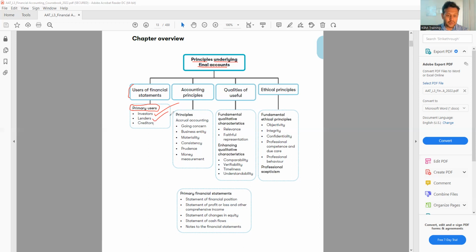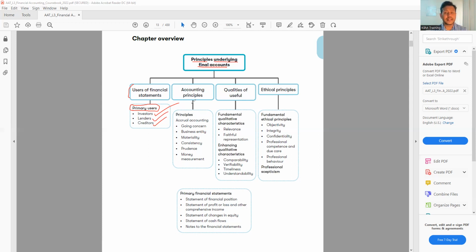Then you have creditors. Of course, creditors are the suppliers. So the creditors we have here are the suppliers. Before the supplier gives you credit, for example, for 1 month or 2 months, they like to see that you will be able to pay their money. For example, if you buy something on credit and after that you're not able to pay it back to them, they will not give you too much credit.